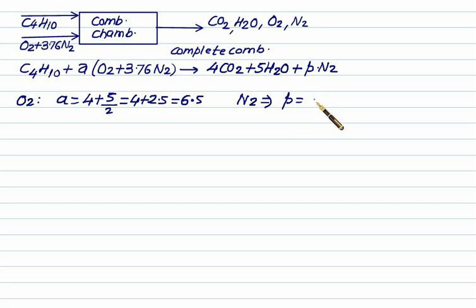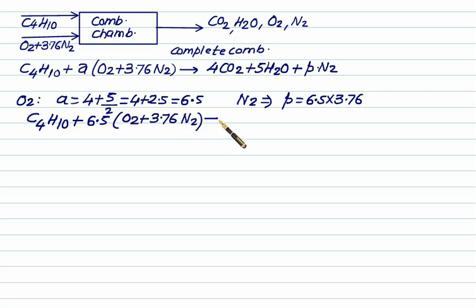So I will just write here 6.5 multiplied by 3.76. Once you finish this, we'll write the reaction here. We have C4H10 plus 6.5 times O2 plus 3.76 times N2 gives 4 times CO2 plus 5 times H2O plus 24.4 times N2.